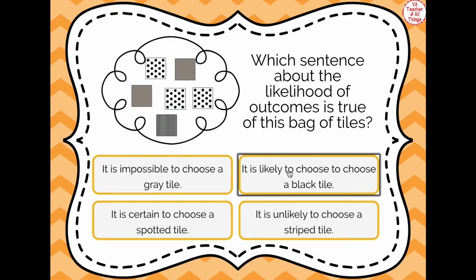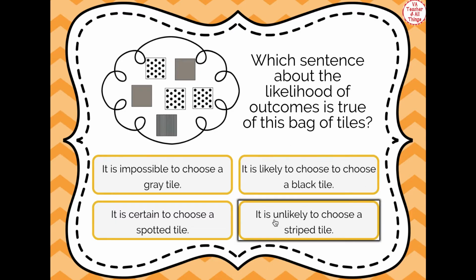What about it is likely to choose, oh, that's a typo, just ignore that. It is likely to choose a black tile. I don't know about you, but I do not see a solid black tile in that whole thing, so that can't be it. Okay, it is unlikely to choose a striped tile. And that has to be it. Look, there's only 1 striped tile, so it's pretty unlikely because I'm more than likely going to pick a gray one or a dotted one because there's more of those, more chances. It's pretty unlikely that I'm going to somehow grab this striped one.